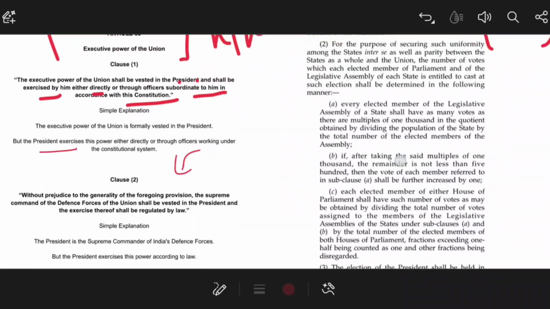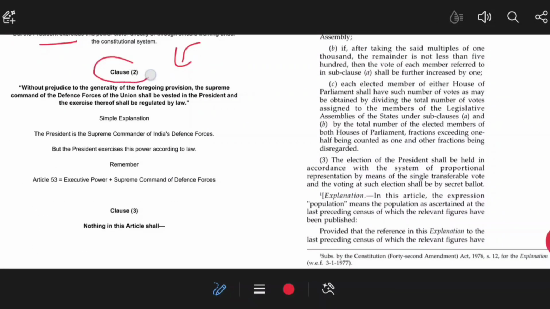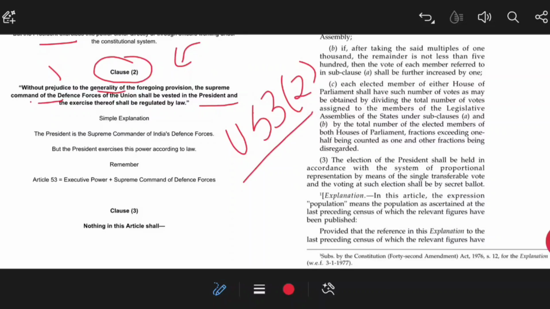Now this is clause 1 of article 53, and clause 2 of article 53 is basically that, without prejudice to the generality of the foregoing provision, the supreme command of the defense forces of the Union shall also be vested in the president. That means under article 53 clause 2, the supreme commander of the armed forces or the defense forces will be the president. But the president will exercise this power according to the law, and who makes the law? Parliament will make the law. So article 53 provides the president the executive power of the Union.